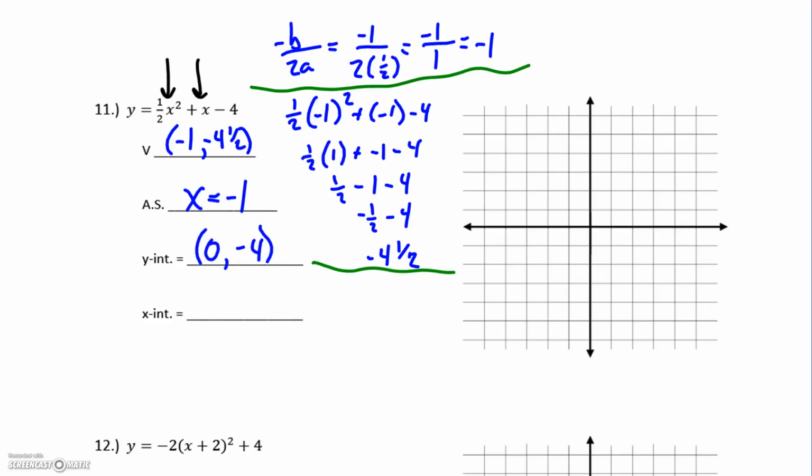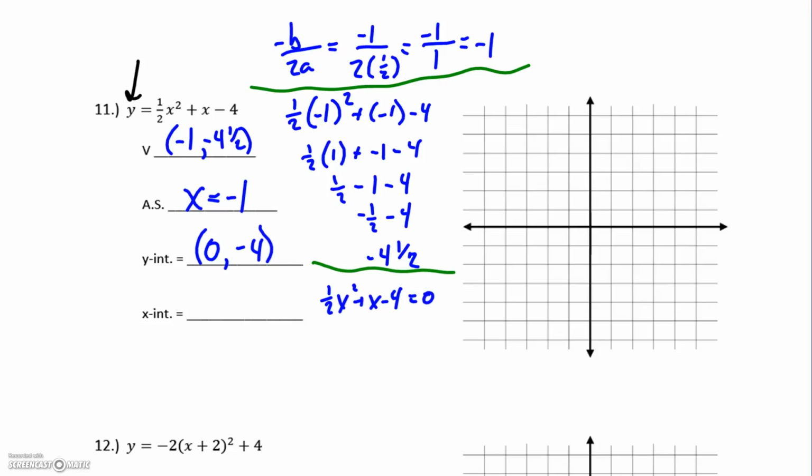And then the x-intercept is when I plug a 0 in for y. So if I plug a 0 in for y over here, I'm going to have to take this thing off to the side and solve it. If I plug the 0 in for y, I'd end up with this. The 1/2 x squared plus x minus 4 equals 0. Well, I'm just solving this quadratic.